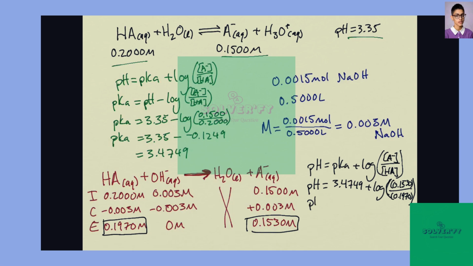This is 3.4749 minus 0.1098, which is equal to 3.3651. So with correct significant figures, this is 3.37. And just to double check, we started with a pH of 3.35 and ended with one of 3.37. That means the pH increased, which makes sense since we added base.